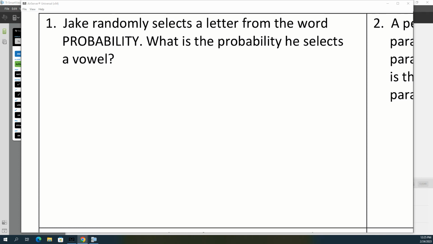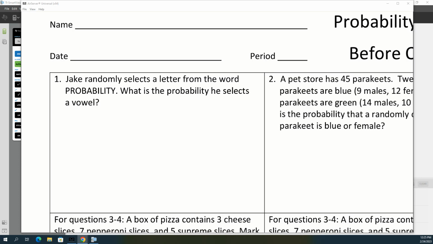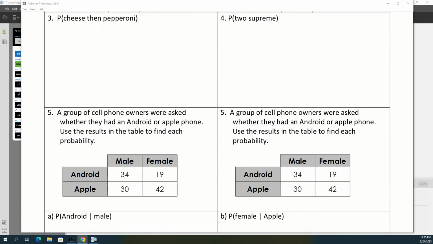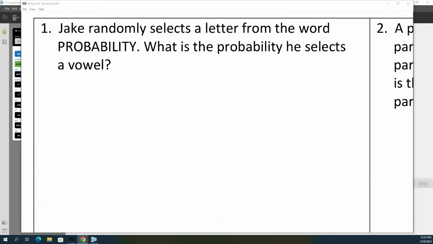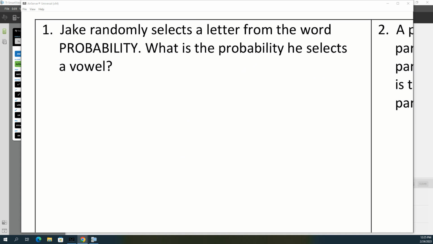All right, so we're gonna do just like a pre-quiz before the quiz, and you don't have to write anything down. You can just type it in the calculator, and then we'll check it to see if you're right or not. So this is just a very similar version, or questions are very similar to what you're going to actually see on the quiz. So number 1 says that Jake randomly selects a letter from the word probability. What is the probability he selects a vowel?